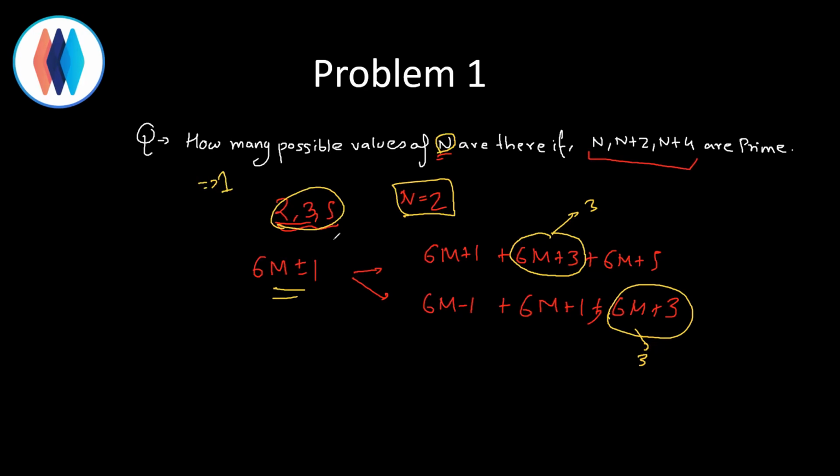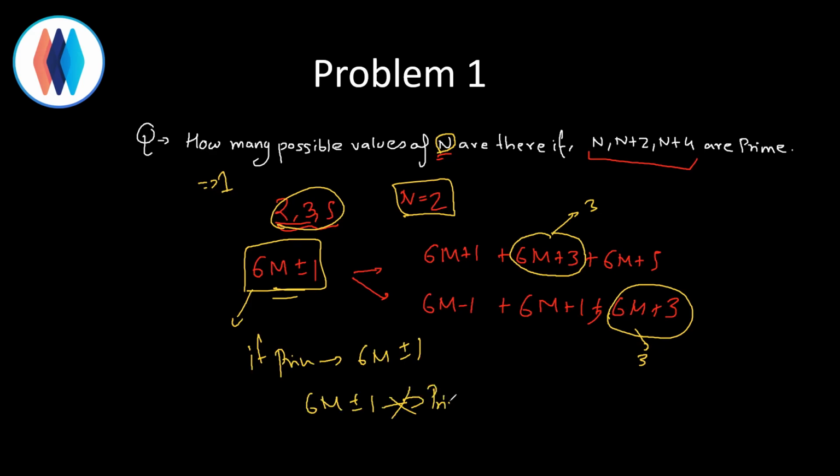So just remember that this is the structure. The important part here is this property. You can use it for these kinds of questions. Just remember one thing: except for 2 and 3, this is the structure of a prime number, but it doesn't mean that if a number is in this format, it will be a prime number. So it's one directional. If it is prime, it will be of the structure 6m plus or minus 1, but 6m plus or minus 1 doesn't mean that it will be prime. That's the important thing that you need to remember from this.